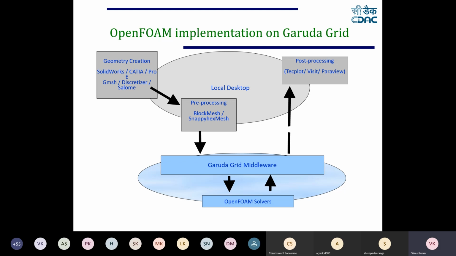OpenFOAM we have deployed on the Garuda grid. As I told you, in the Garuda grid, the different computing resources were connected through the NKN network. For this, at the local desktop, all the pre-processing and post-processing was done, and the job was submitted to the Garuda grid. It was solved on the Garuda grid, and the solution was downloaded, and the post-processing was done again at the local machine. So this is how we solve a problem over the network at computing resources which are located remotely.